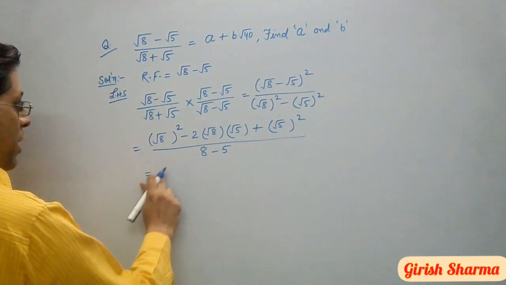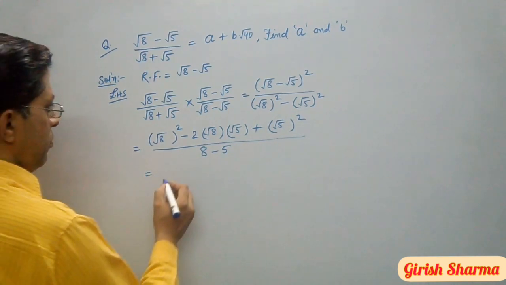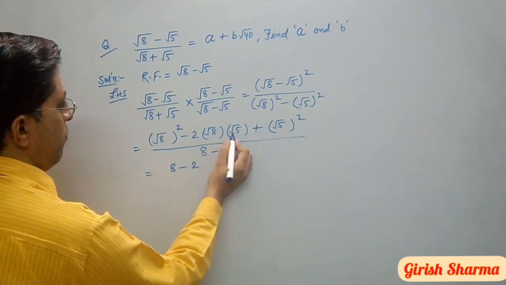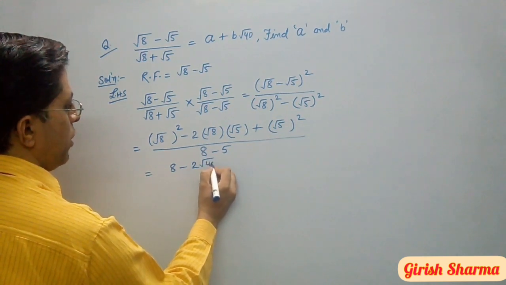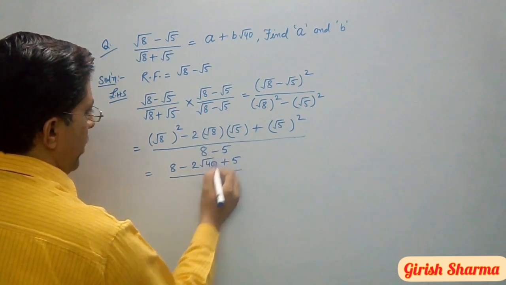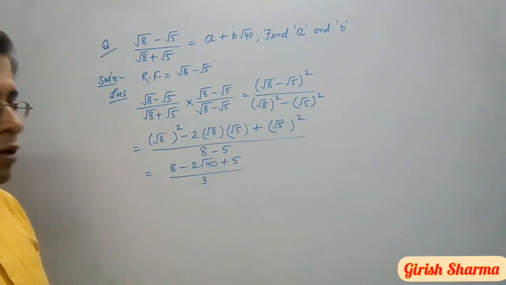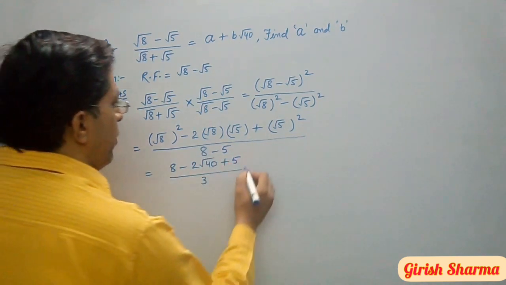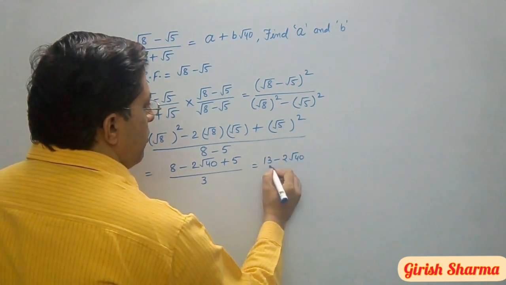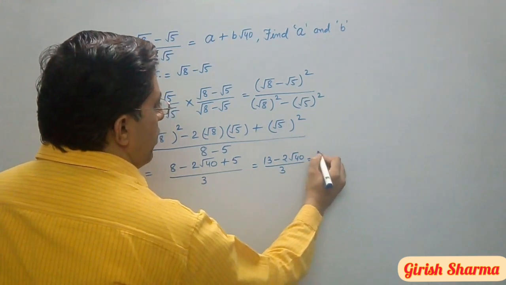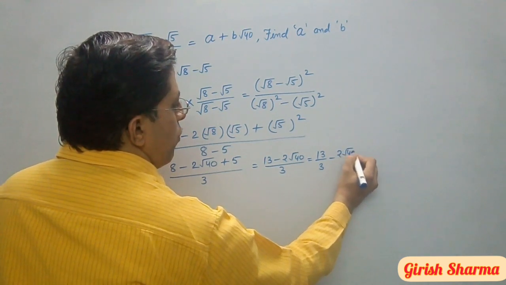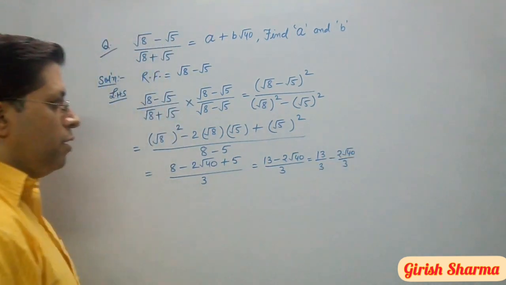Root 8 square is 8, and 8 into 5 is 40, I can write root 40. Root 5 square is 5. Upon 8 minus 5, which is 3. Now 8 plus 5 is 13, minus 2 root 40 upon 3. So I can write 13 upon 3 minus 2 root 40 upon 3.